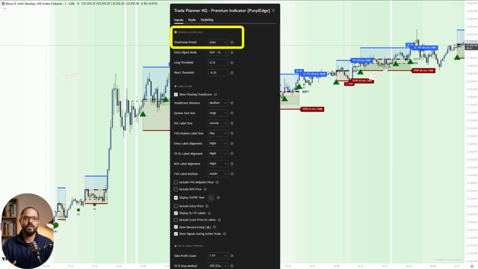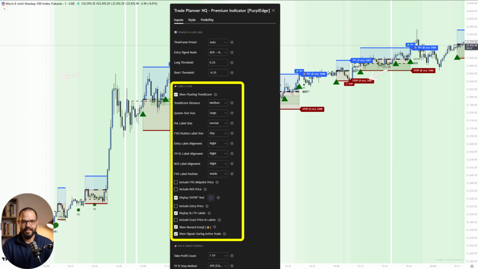First, strategy and core logic. Use the timeframe preset to filter between fast, short-term trends or more stable, long-term moves. The entry signal selector determines your trigger logic, whether you're looking for a trend score crossover, a break of structure, or a fair value gap. Finally, adjust your thresholds to define exactly how strong the confirmed trend must be before the system allows an entry. Thresholds are between -1 for maximum short and 1 for maximum long.